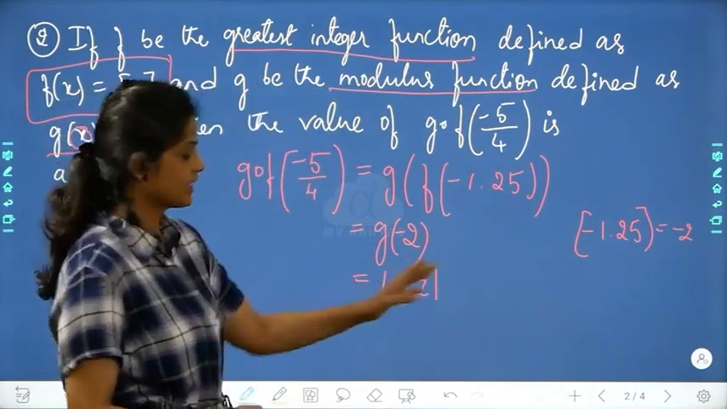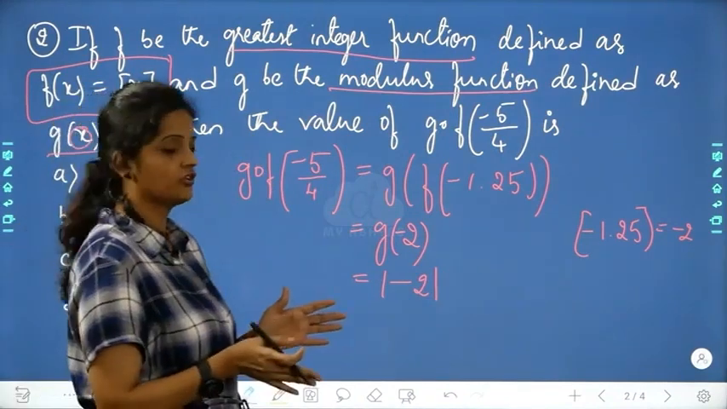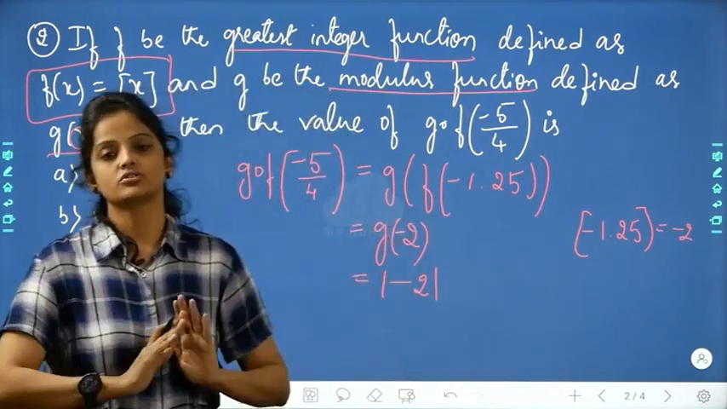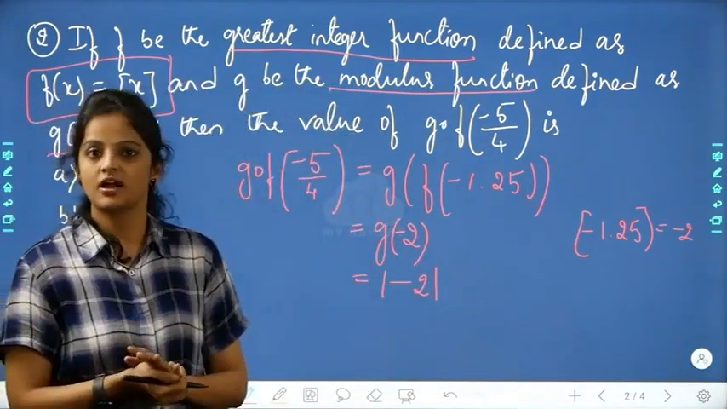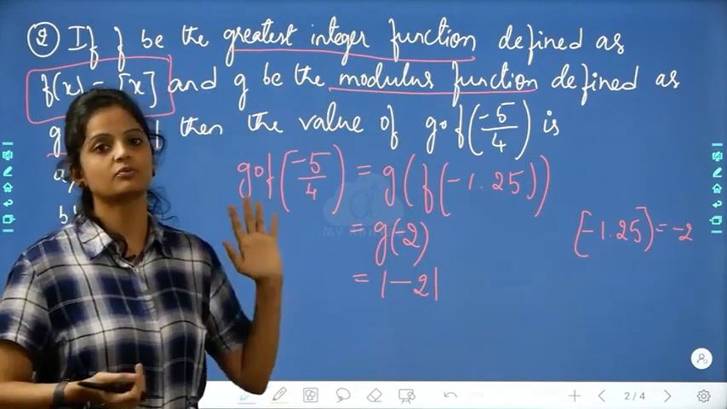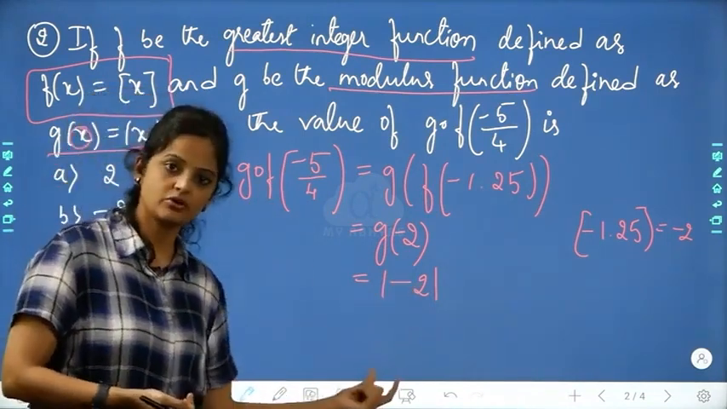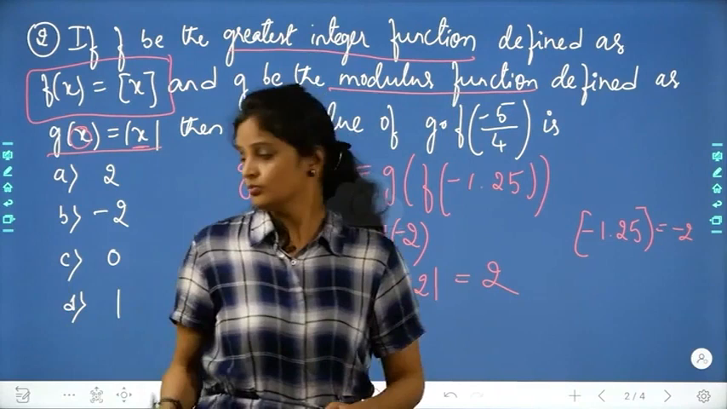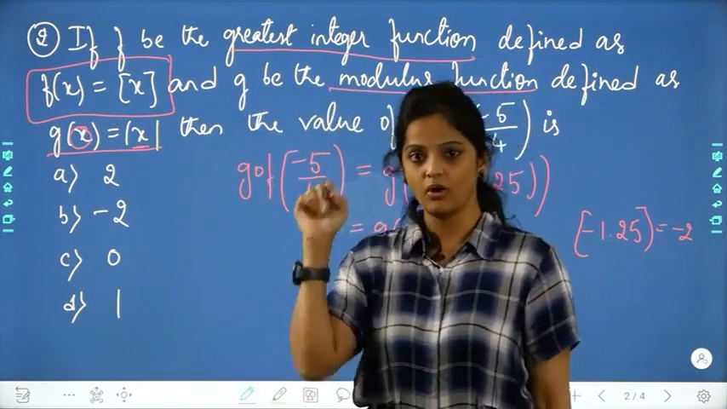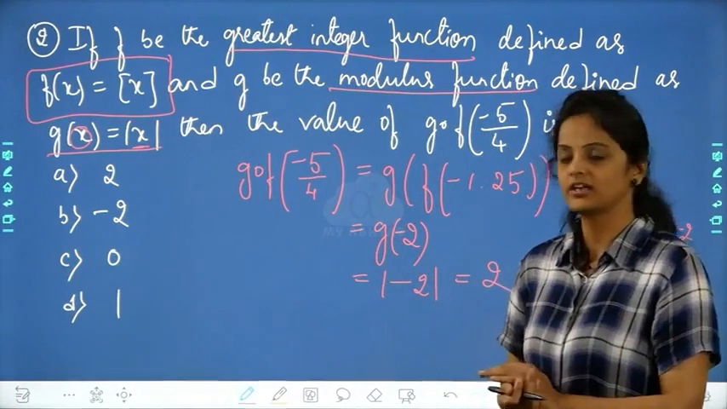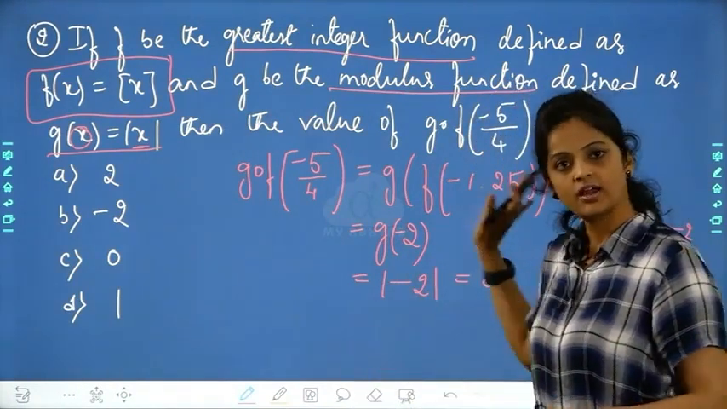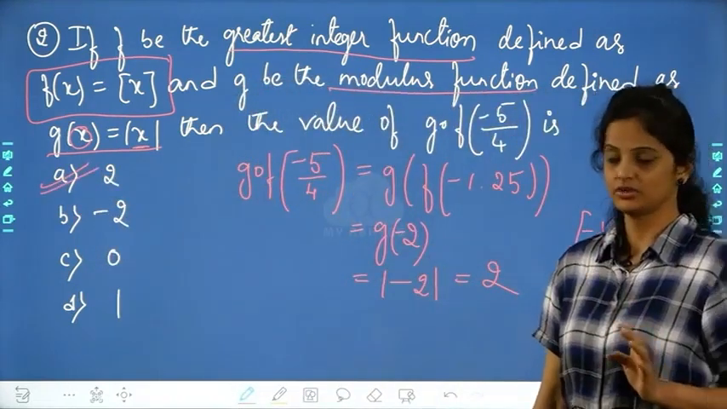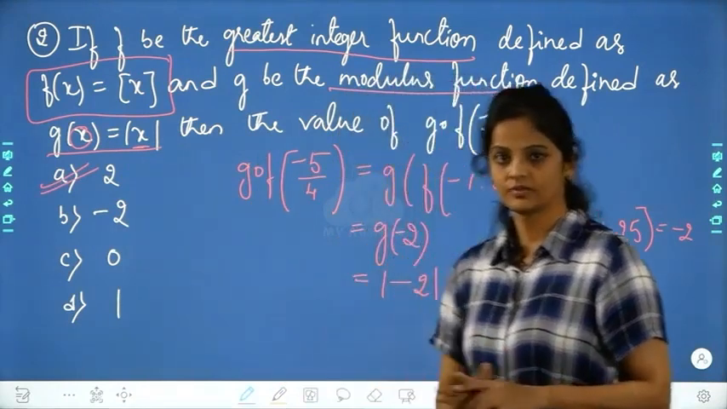What is the speciality of mod? However negative you are, I will be positive. This is the nature of modulus. If you give me a negative number, I will convert it to positive. So it will be 2. Both are there in the answers, so be very careful. Mod will always bring a positive value. So even when I put in a negative, I will get positive. So option A. It won't be minus 2, it won't be the second option. It will be 2. Understood?